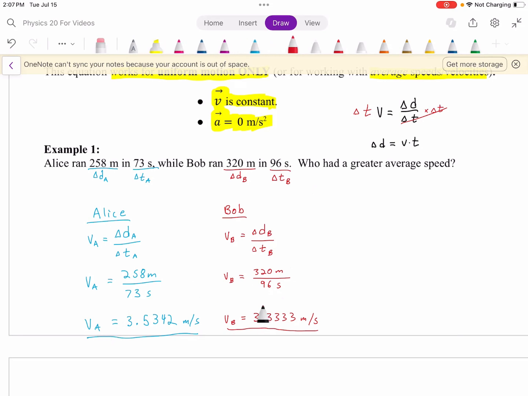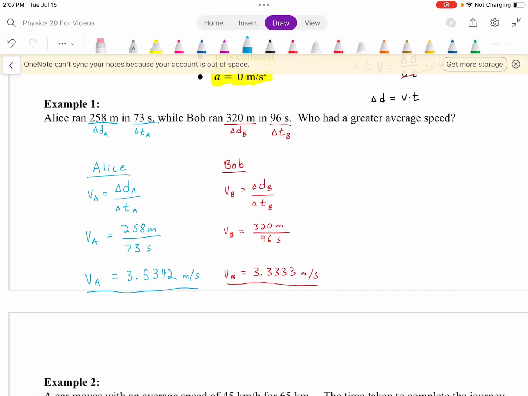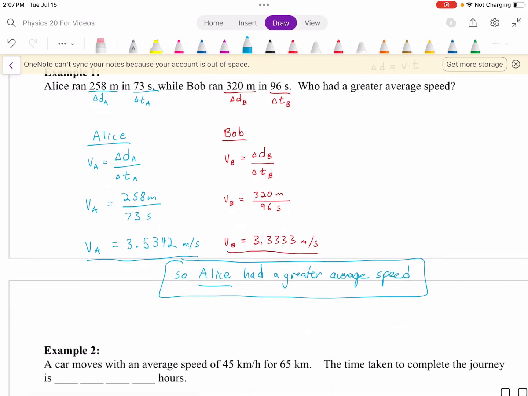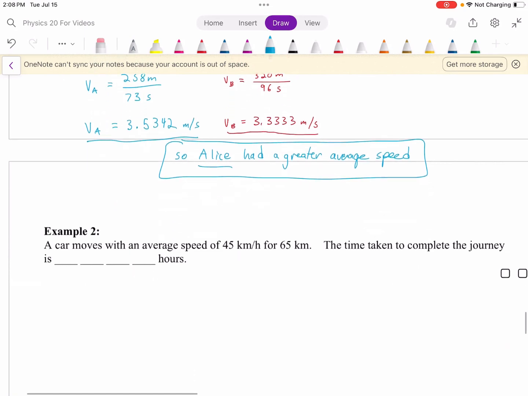So it didn't just ask us to calculate their speeds, it asked us who had a greater average speed. Well, Alice did, right? Alice covered on average 3.5 meters each second. Bob only 3.3 meters each second. So Alice had a greater average speed than Bob. All right, okay, so that's really our final answer there. To be honest, we probably should do our sig dig rules for these here, but again, we can tell that we've answered the question even with our unrounded answers here. So we're safe to make sure that that's clear and we're good to go on that one.